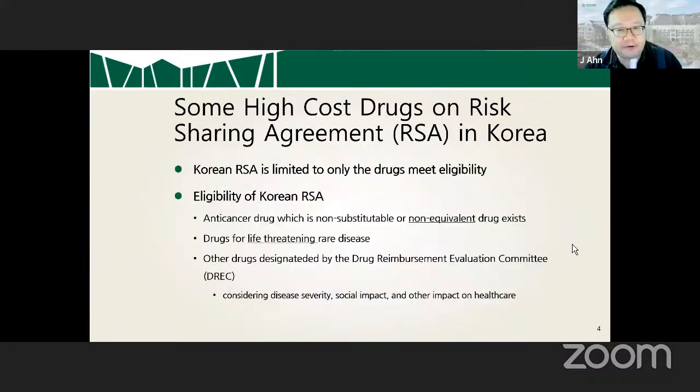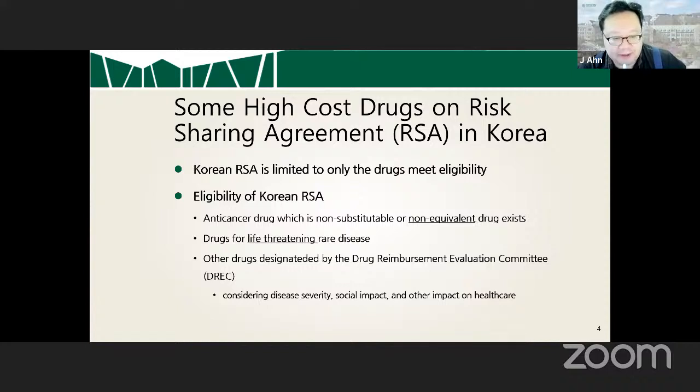So some high-cost drugs are usually on risk-sharing agreement in Korea, and that is becoming popular. But our risk-sharing is only open to some drugs. Eligibility for the Korean RSA is limited only to anti-cancer drugs which are non-substitutable, with no equivalent drug existing. All this non-substitutable and non-equivalent is interpreted in HIRA's regulation, so it is a very technical definition.